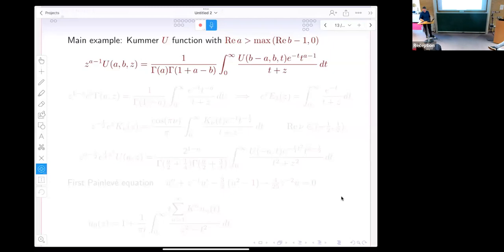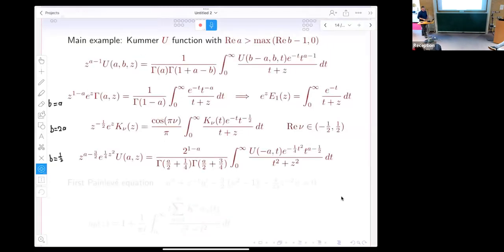Special cases of this: one that you probably have used, if you have ever given a course on asymptotics, you probably always use this integral here. And that's the main one. But that is actually one of these examples, because it's a special case of this result here. When b is equal to a, then you get the incomplete gamma function. Again, this is well known.